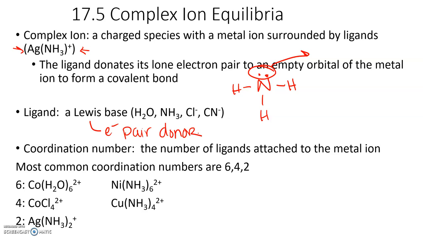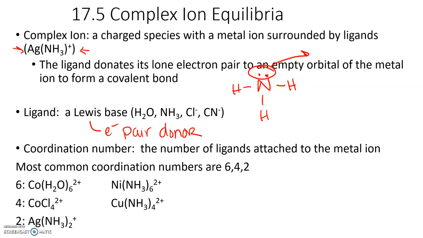These four chemicals are probably the most common ligands. They're the only ones that we're going to talk about in this class, but there may be others that you find in other resources. These are just the four most common that you need to know for your test: water, ammonia, chloride ion, and cyanide ion. And they each have at least one extra lone pair of electrons that can be donated to a metal or shared with a metal to form a complex ion.